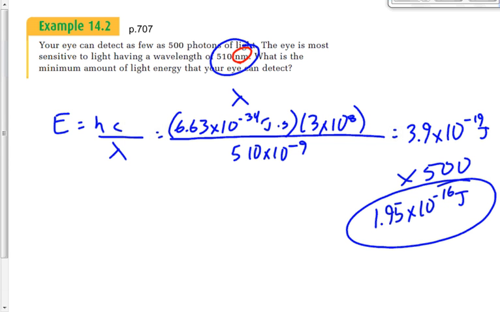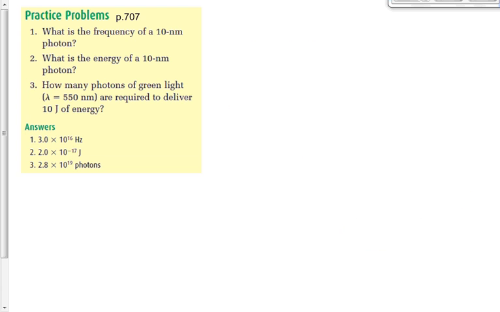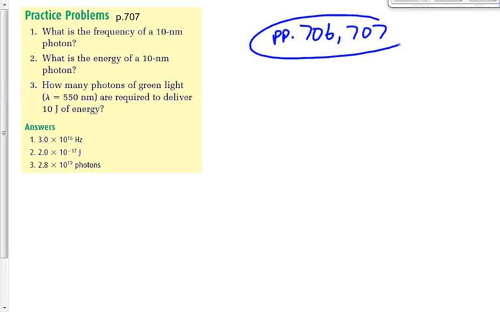Good? Okay, what's your homework tonight? Page 706 and page 707. In addition, we have that little lab that we did on Thursday. It's also due tomorrow. That's it.